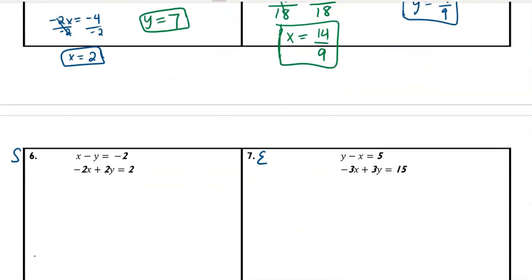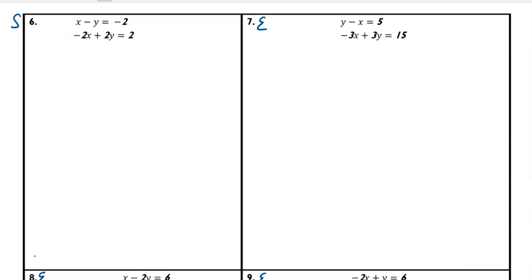All right, moving on to the next page. One more substitution, and then we'll move on to elimination. So with the substitution here, neither of these are in y or x equals, so we need to make it be that way. We can rearrange this first one to say x minus y equals negative 2. We can solve for x by moving y to the other side.